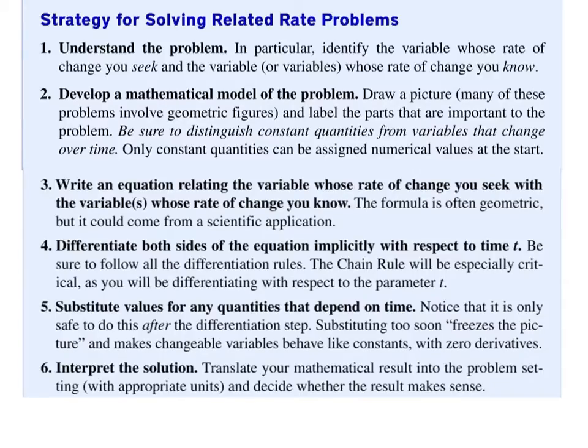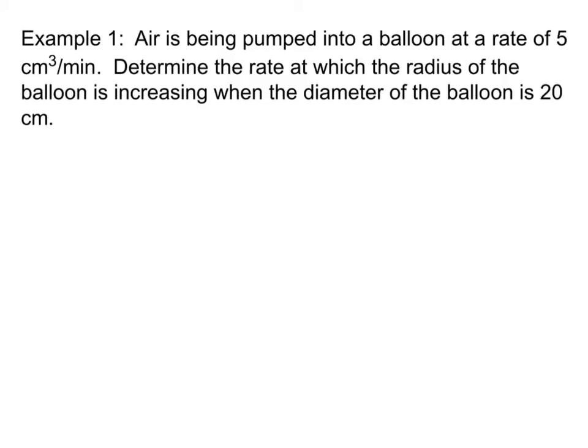So we're going to do two examples. The first example says air is being pumped into a balloon, so this is where I'm going to start underlining, at a rate of 5 centimeters cubed per minute. So that's a rate of volume of a balloon. It doesn't say this on here, but we're going to assume the balloon to be spherical. It should say that, so this is a spherical balloon.